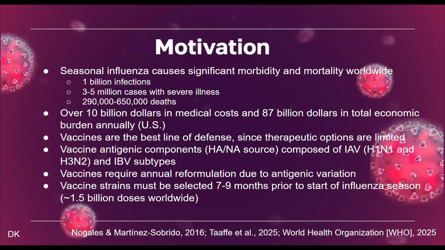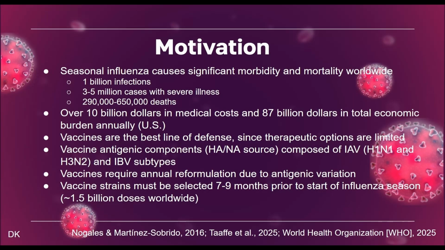But vaccines are still the best line of defense against influenza, considering the limited therapeutic options that are currently available. Now, one of the reasons that the paper focused on influenza A is that the two antigenic components, namely hemagglutinin and neuraminidase, are composed of strains of influenza A virus, namely H1N1 and H3N2, as well as influenza B virus subtypes. Now, one of the problems associated with the vaccine is it requires annual reformulation due to antigenic variation, namely mutations associated with hemagglutinin and neuraminidase.